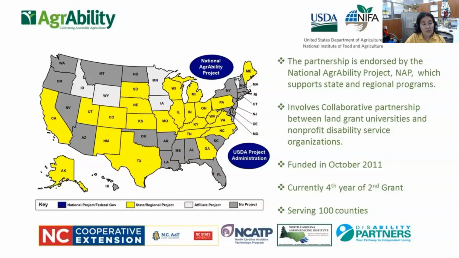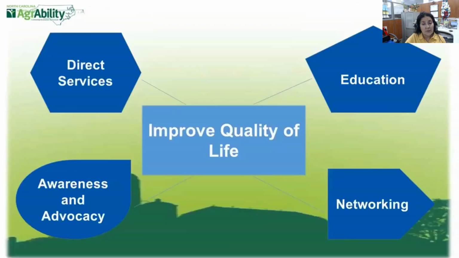Let me move to the next. So these are the four core services that AgrAbility provides to our customers or clients: education, networking, awareness and advocacy, and direct services.